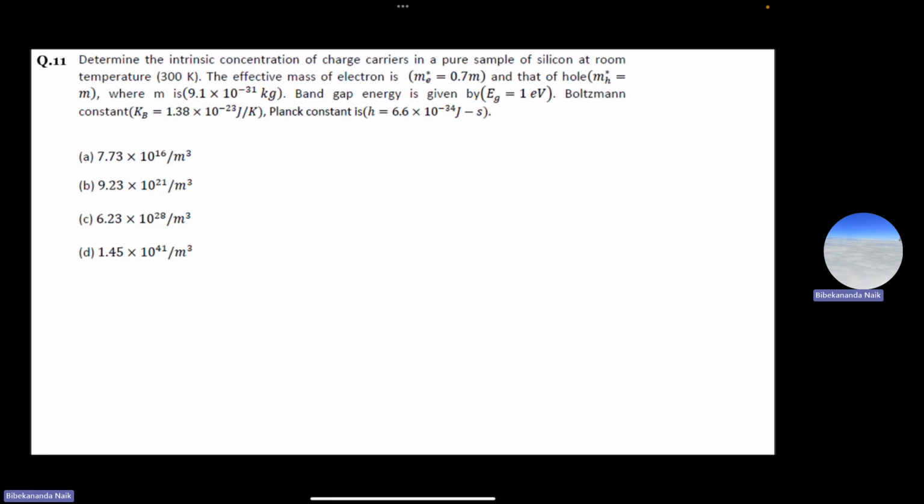So we need to find out the intrinsic concentration of charge carriers of a pure sample of silicon at room temperature, where the effective mass of electron and the effective mass of hole are given, and the band gap energy is given. So we will use a formula that you have definitely come across during the lectures of this course. We'll use that formula for calculating the intrinsic charge carriers, and if you put those values in that formula, we can easily calculate the value. So I'll give you a few minutes to try this question, and then I will discuss how we will solve it.